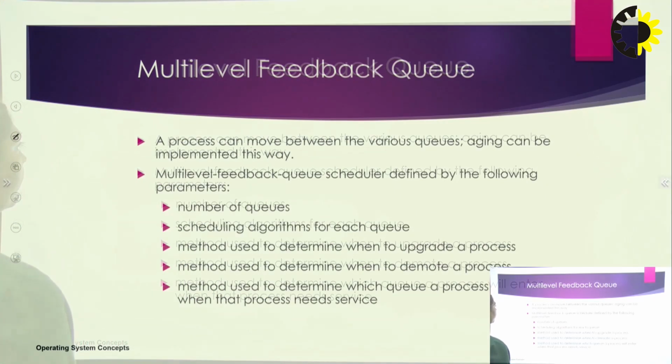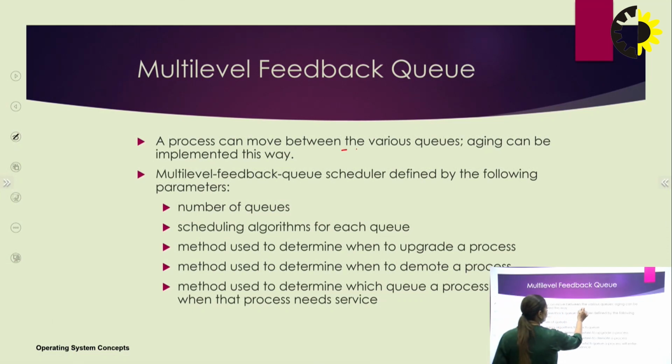In multi-level feedback queues, a process can move between the various queues. Suppose a process is starving again and again, then with the aging factor we can move it to a higher priority queue, right? These types of queues are called multi-level feedback queues.